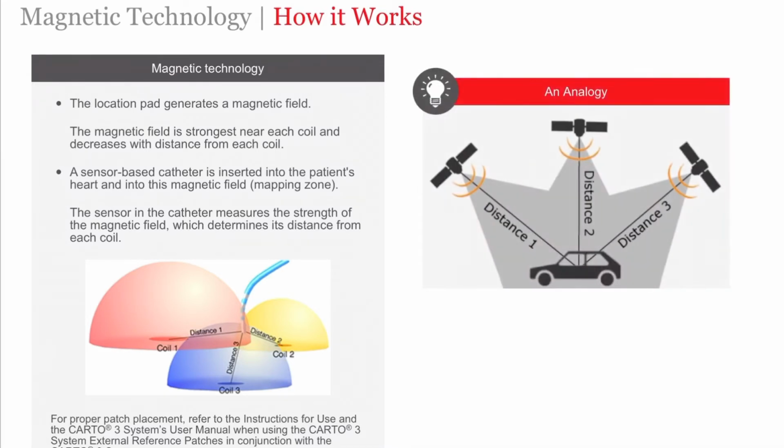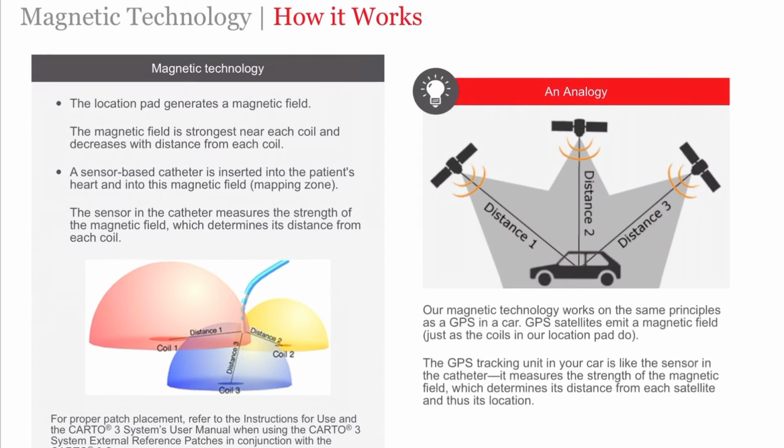Here's an analogy to help you understand the concept. Our magnetic technology works on the same principles as a global positioning system, or GPS, as you might have in your car. GPS satellites emit a magnetic field, just as the coils in our location pad do. The GPS tracking unit in your car is like the sensor in the catheter. It measures the strength of the magnetic field, which determines its distance from each satellite and thus its location.